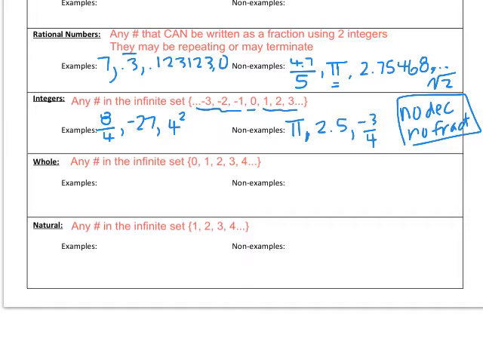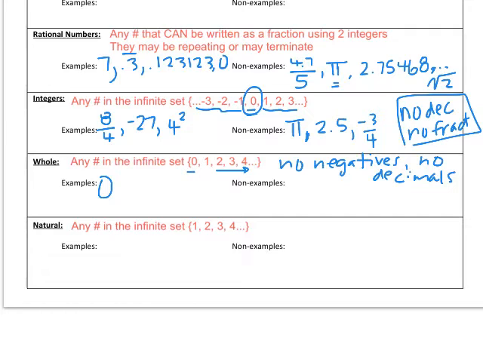The set of whole numbers has any number in the infinite set of 0 and positive numbers. So there are no negative numbers in this set, and no decimals. So some examples of whole numbers. The number 0 is a whole number. Again, just remember, 0 is part of integers.